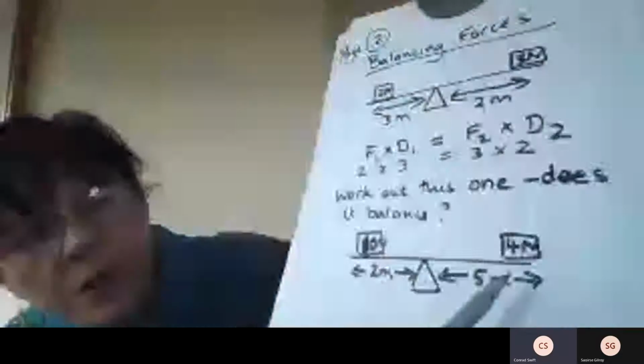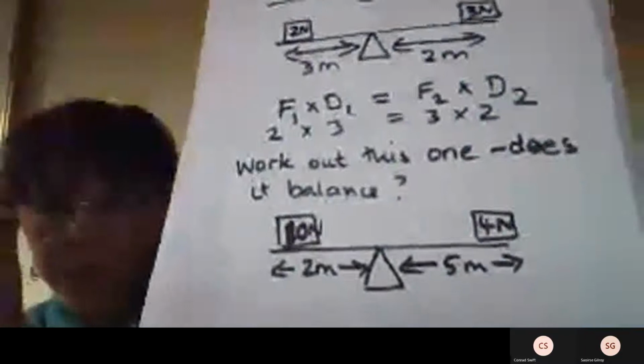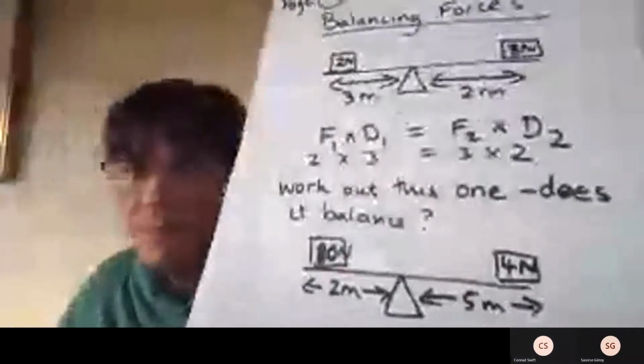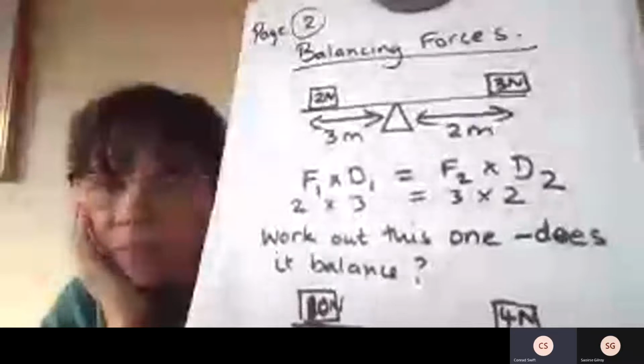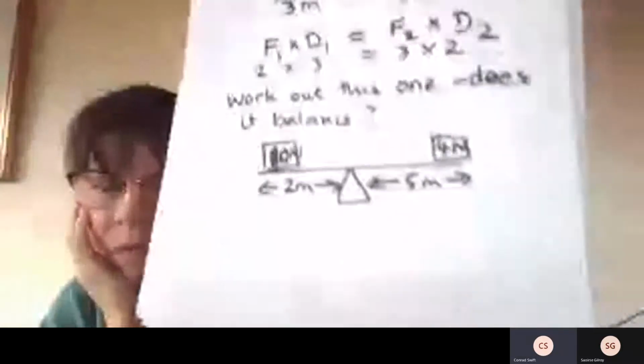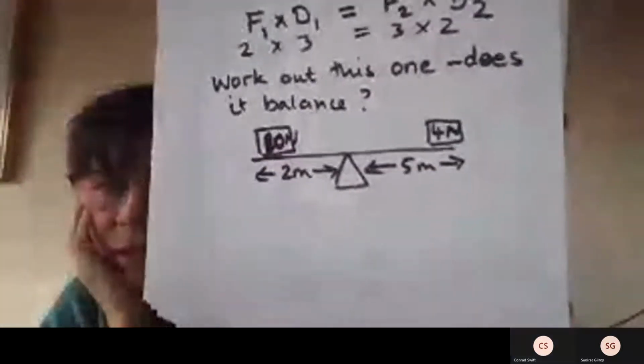Now, my writing's not that good here. So 10 newtons here and 2 meters, and 4 newtons here and 5 meters. So you're doing the same thing again. Can you see that all right?